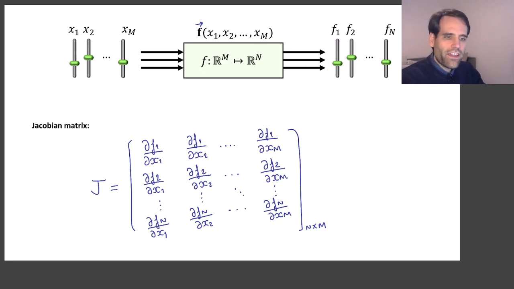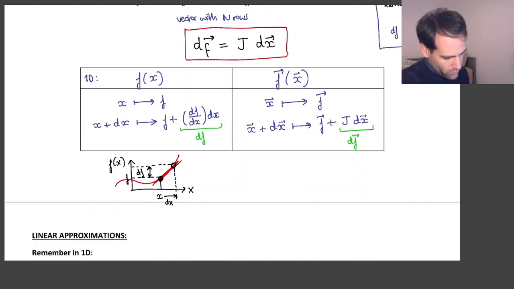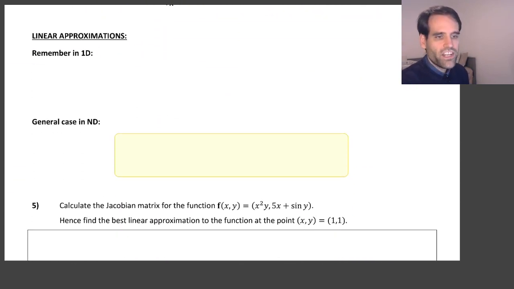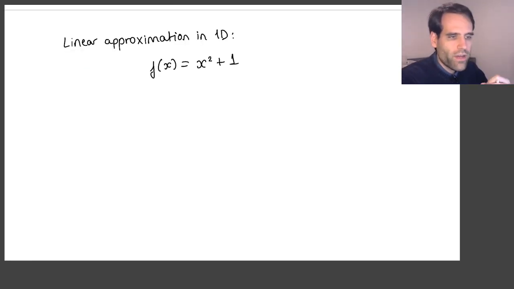So let's put the Jacobian matrix into use, okay? And for that we are going to delve into the topic of linear approximations of functions. But before going into the general case in n dimensions, let me refresh you on what happens in one dimension. So let's do an example.